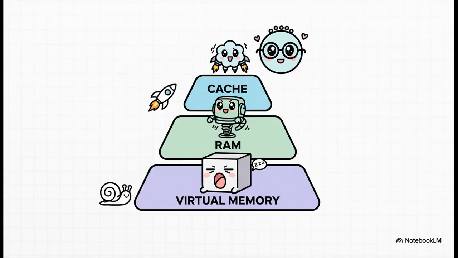So, the single most important thing to take away from all this is that it's a hierarchy. It's a balancing act. Your computer's performance is all about this memory pyramid, designed to keep the most important data in the fastest possible place, to make sure the computer's brain almost never has to wait.